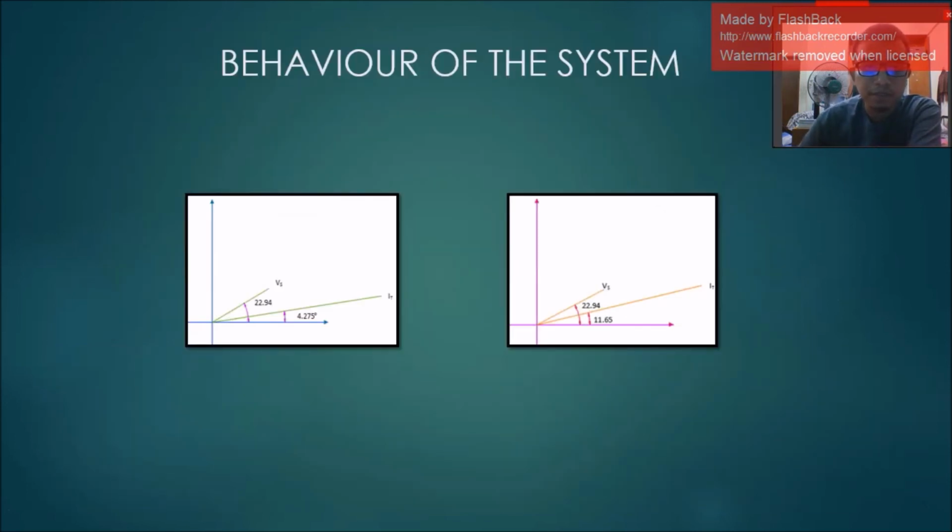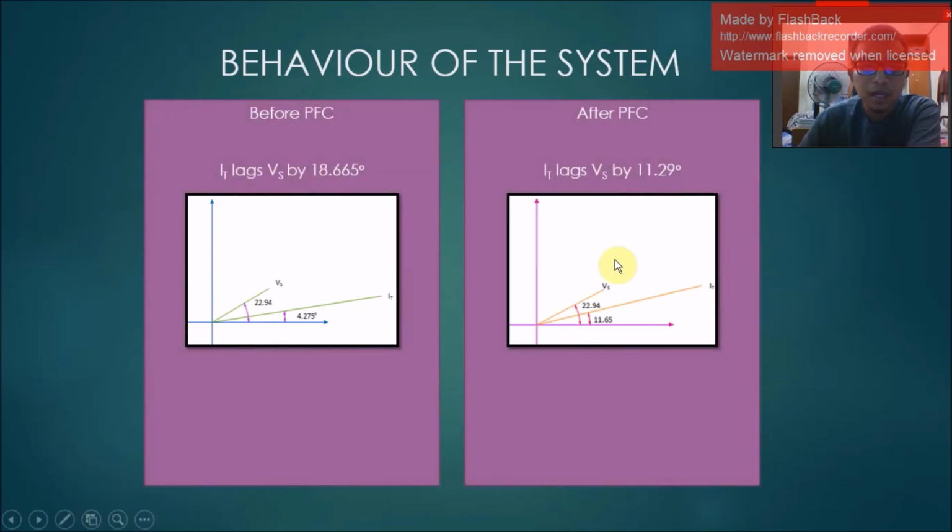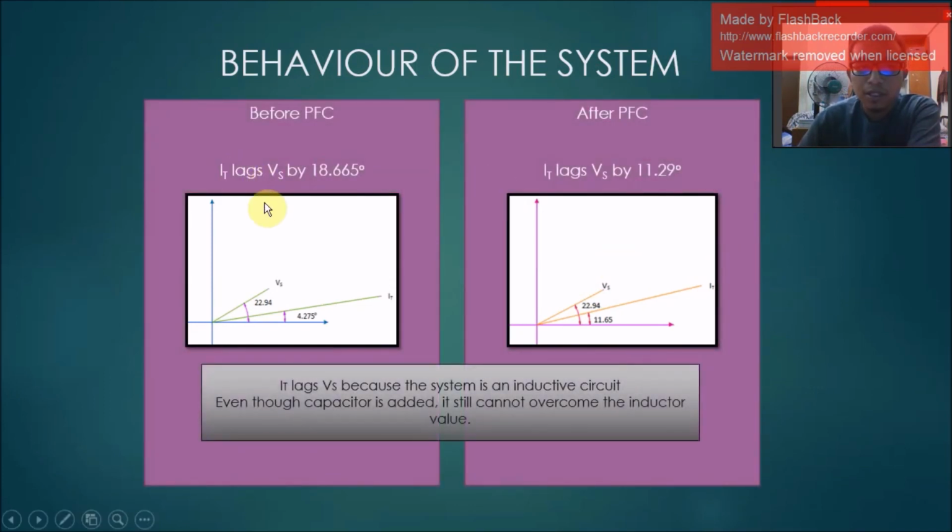Next, the behavior of the system before and after PFC. For both, I total lags Vs, by 18.665 degrees before PFC and 11.29 degrees after PFC. We can see that the angle is decreasing, because we already cancel a bit of the inductive effect in this circuit, but it still cannot overcome the inductive value because it is an inductive circuit. It can only lower the angle, so the power factor can go up close to 1.0.